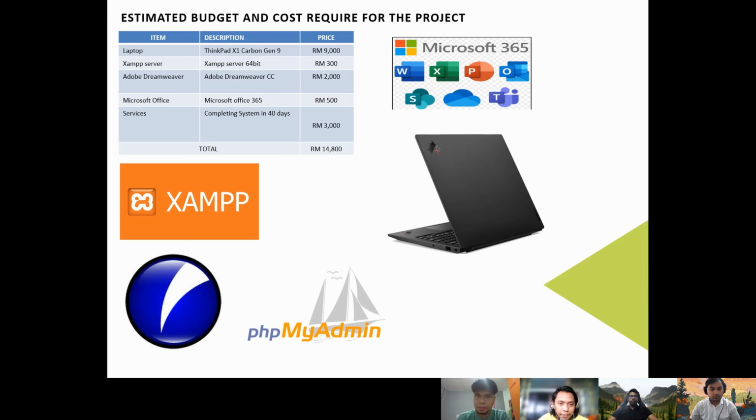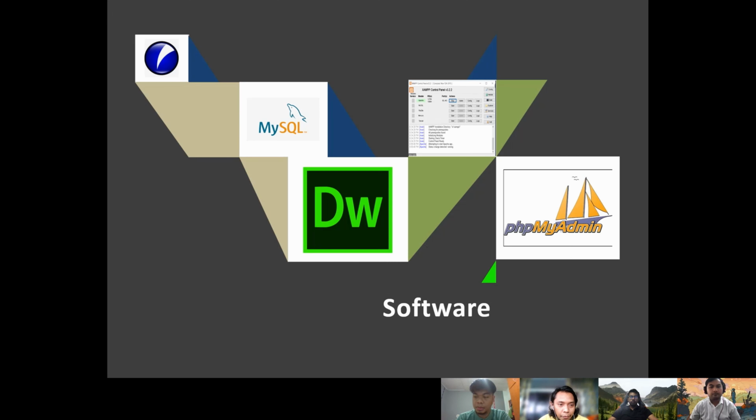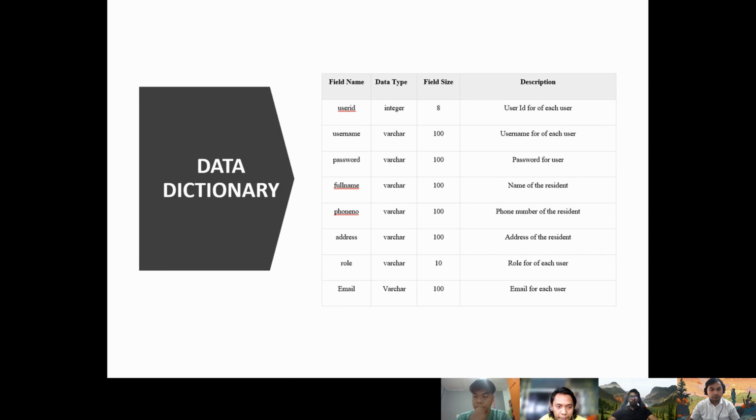First, as we can see in the table here, there are items: laptop, XAMPP server, Adobe Dreamweaver, Microsoft Office, and services. For the next slide, here is the software.